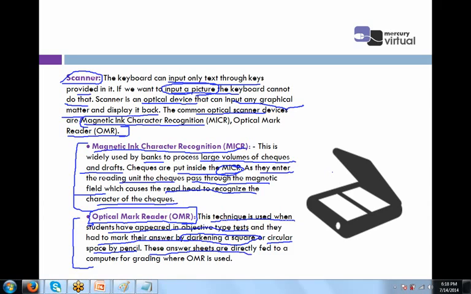These answer sheets are directly fed to a computer for grading when OMR is used. Means these answer sheets are checked by the device, that is your OMR. This is the device that is used for checking the answer sheets of the students. Clear? So in this topic, we have studied scanners and the types of scanner. Now let's see another slide.